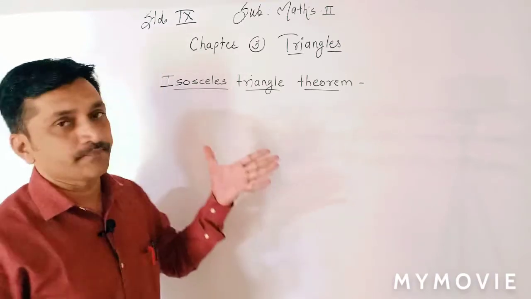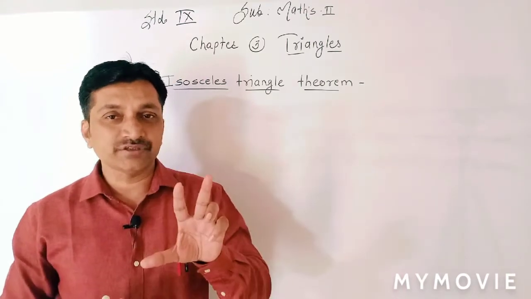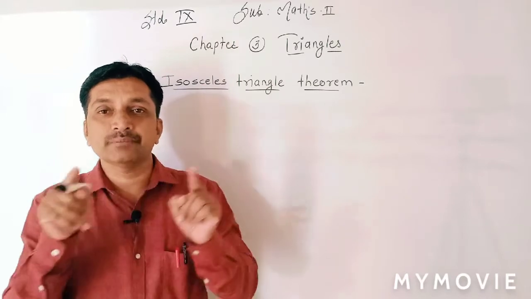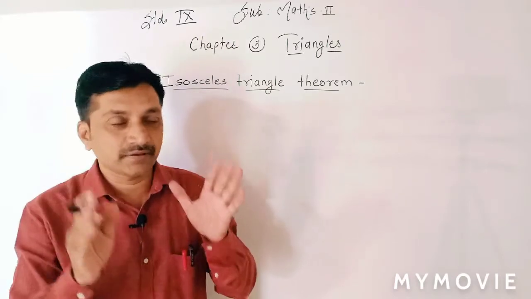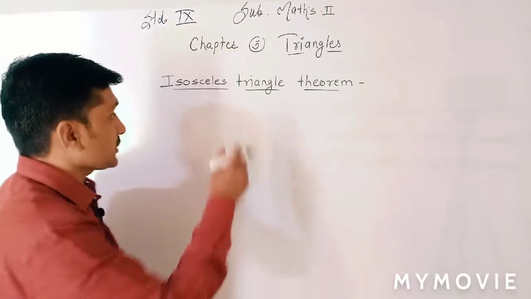Then what is the theorem? What is the statement of the theorem? The theorem is that if two sides of a triangle are congruent, then the angles opposite to them are also congruent. And this theorem we have to prove with proof. Okay, let's start from the statement.